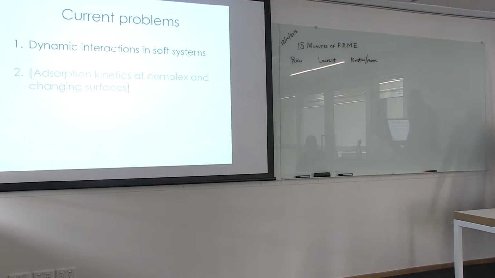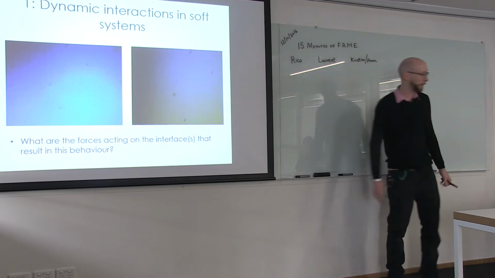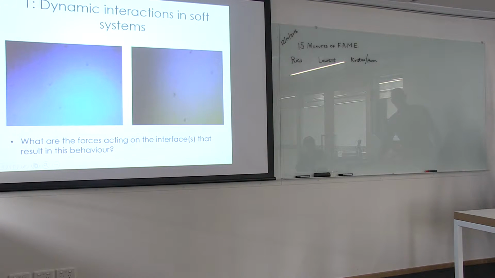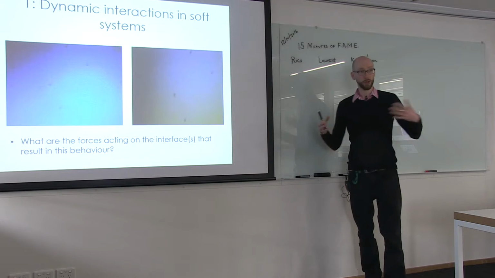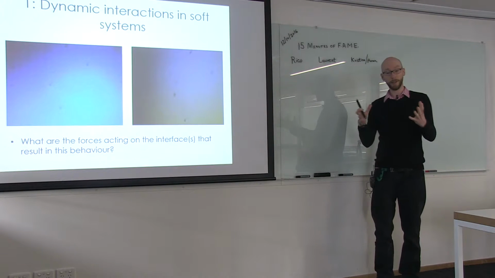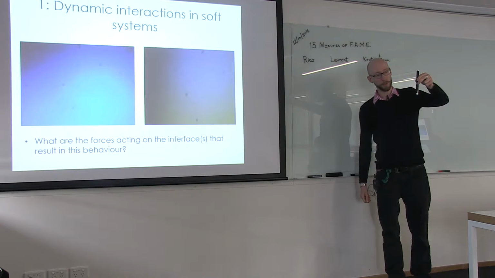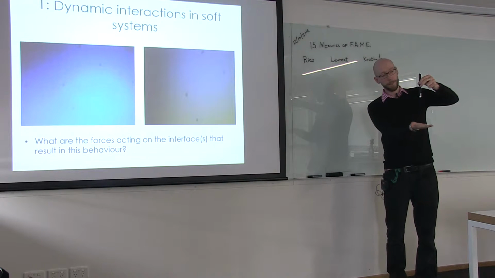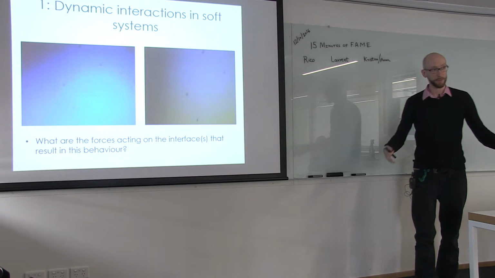I want to start by showing you some pretty videos, and I really hope they work because we tested them, so they should work. I'll explain what you're seeing before you see it. What you're about to see is the interaction of a soft body, so a bubble in this case, an air bubble, which is being blown from a capillary. So imagine this is my capillary. I'm going to blow an air bubble in water against a surface. And I'm going to look at what happens in between the bubble and the surface using interferometry.